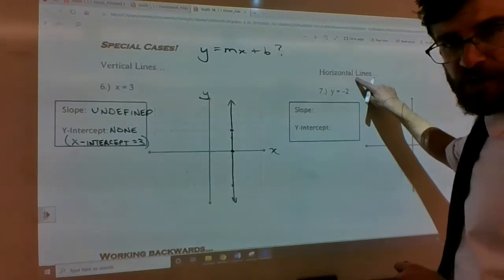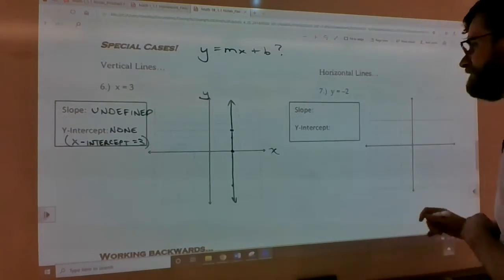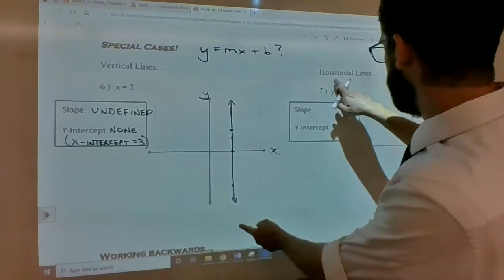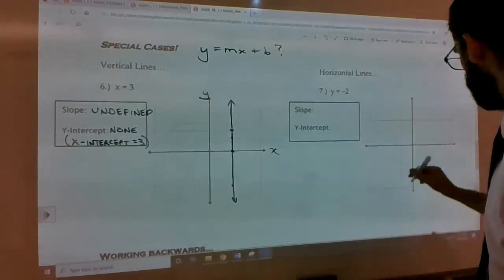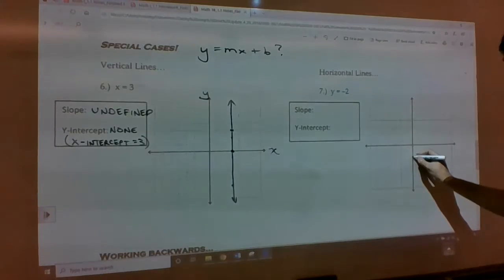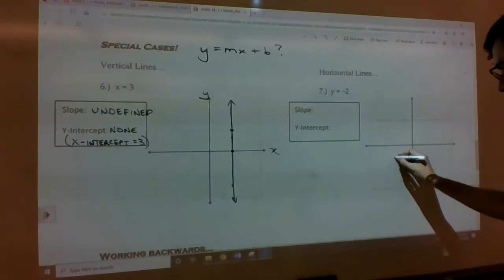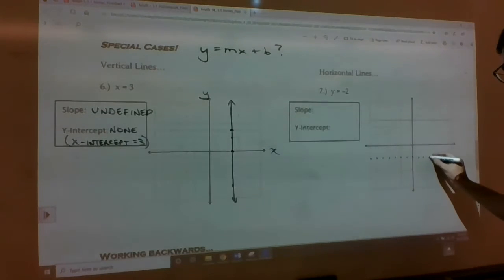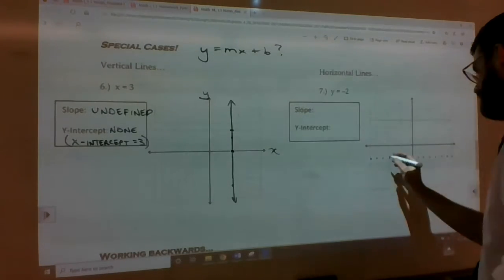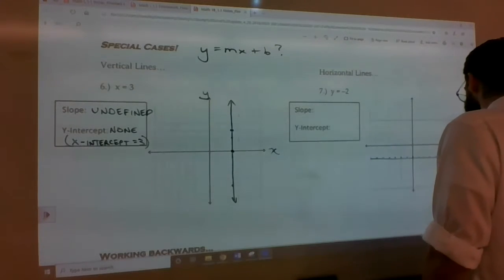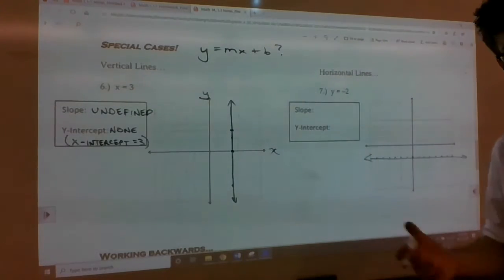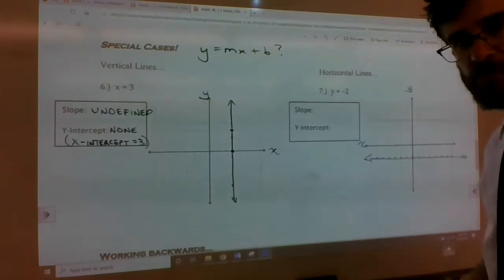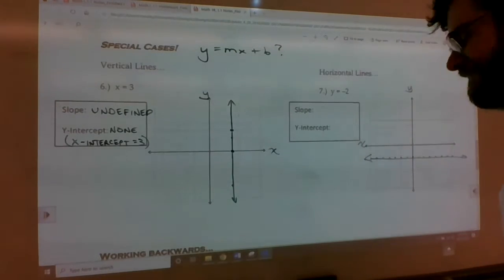Now, what happens when you're talking about a horizontal line? Well, instead of going straight up and down, they're saying that the y value in this case is always -2. So I'm going to go down 2 units, and it's always down 2 units no matter what. So that's what the graph would look like. In this case, y is always equal to -2.